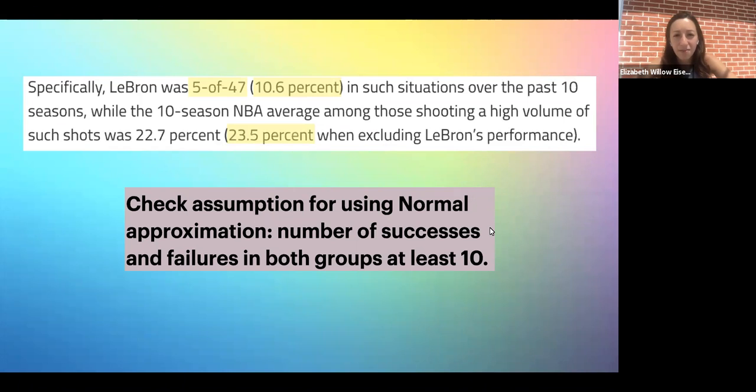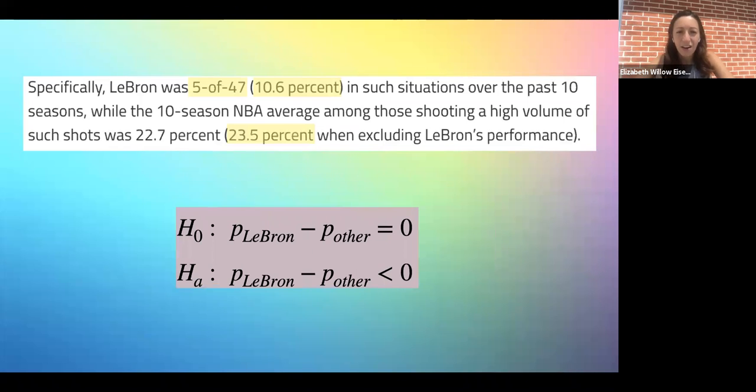So we'll assume there are a lot of players in that second group. So there's two groups. There's the group with just LeBron, and then there's the group with all these other players. And we'll assume that group has a very large number of successes and failures. So it's definitely larger than 10, even though it doesn't tell us here. They know how many it is, and we can assume that it's larger than 10. But for LeBron, 5 successes out of 47, 5 is not bigger than 10. So we do not have the correct assumptions in order to be able to use the normal approximation if we did have this data and wanted to do our own analysis. Okay, so we checked our assumptions and they don't work.